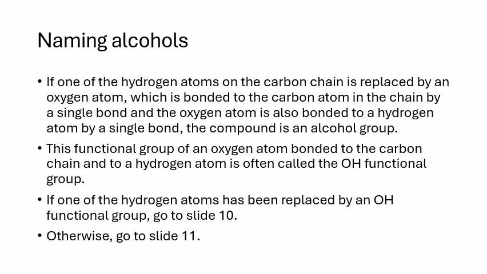Naming alcohols. If one of the hydrogen atoms on the carbon chain is replaced by an oxygen atom, which is bonded to the carbon atom in the chain by a single bond, and the oxygen atom is also bonded to a hydrogen atom by a single bond, the compound is an alcohol group. This functional group of an oxygen atom bonded to the carbon chain and to a hydrogen atom is often called the OH functional group. If one of the hydrogen atoms has been replaced by an OH functional group, go to slide 10. Otherwise, go to slide 11.